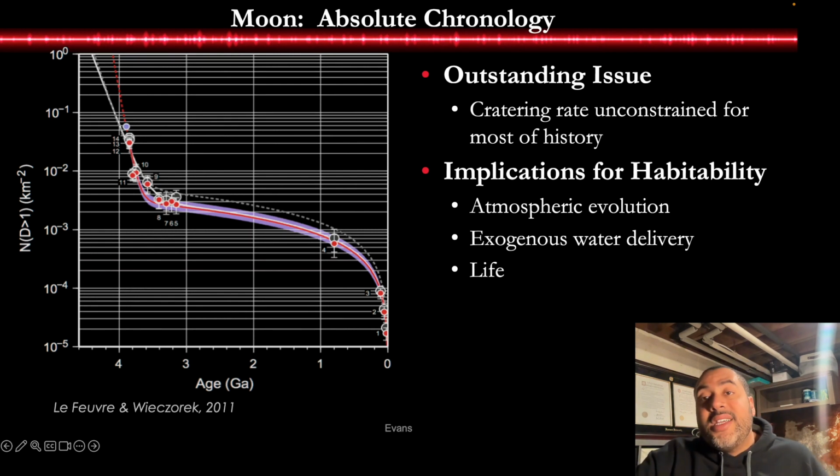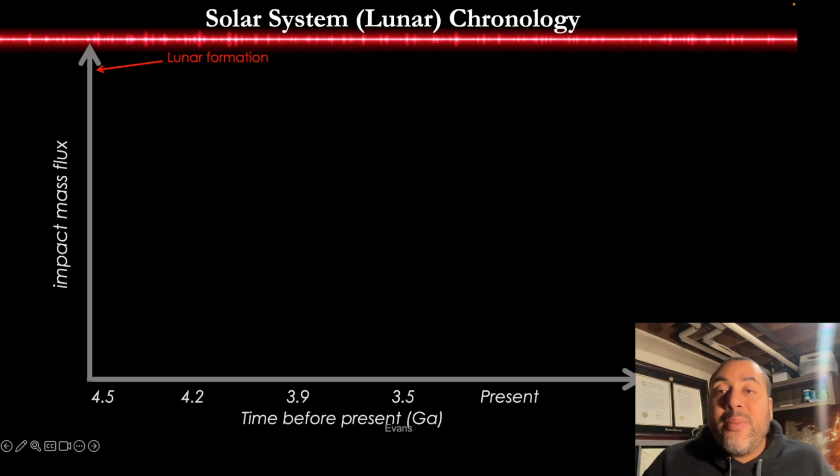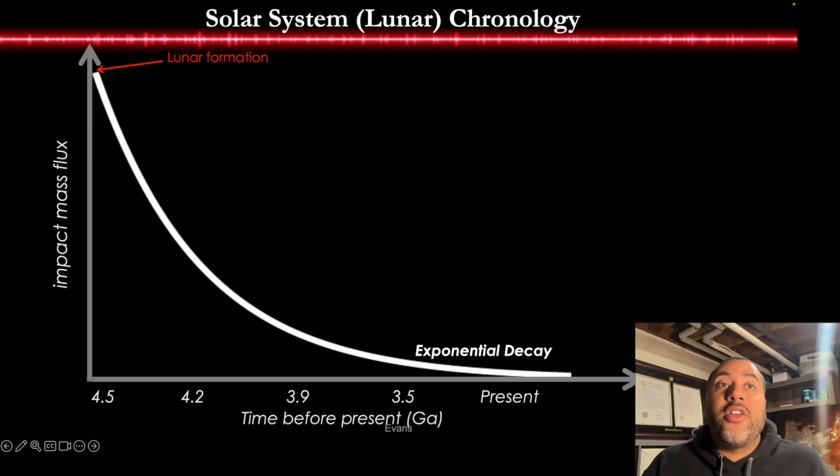So based on this, there are a few different setups that we think might have explained the impactor mass flux into the solar system. And so I'm going to show a few of those here with impact mass flux on the y-axis and time before present on the x-axis. And this is an indicator of approximately the rate at which we're getting impacts into the inner solar system. So the simplest model is exponential decay. The farther that you go back in time, the larger the impact rate was.